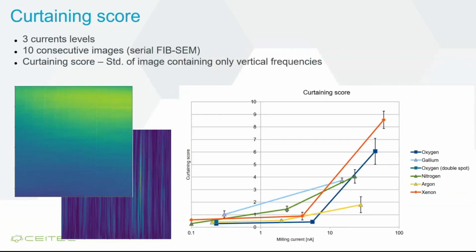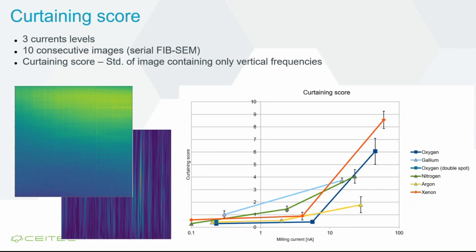We also tried to calculate the curtaining score. So you can see why we use oxygen, because oxygen produces low curtains even at higher currents. But I would say that all species are usable. Also gallium on lower currents works well. So of course it depends on the use case.